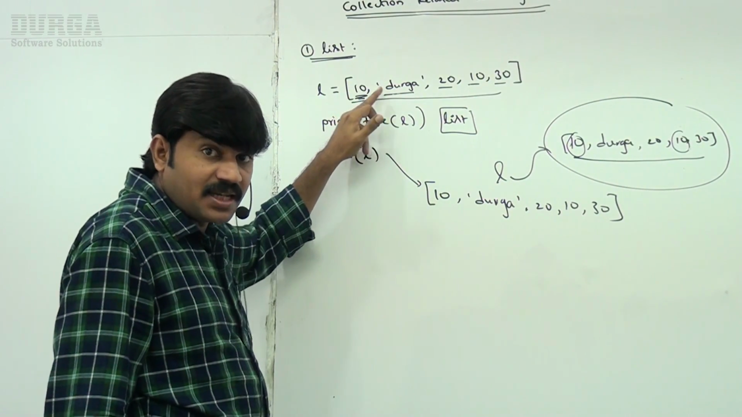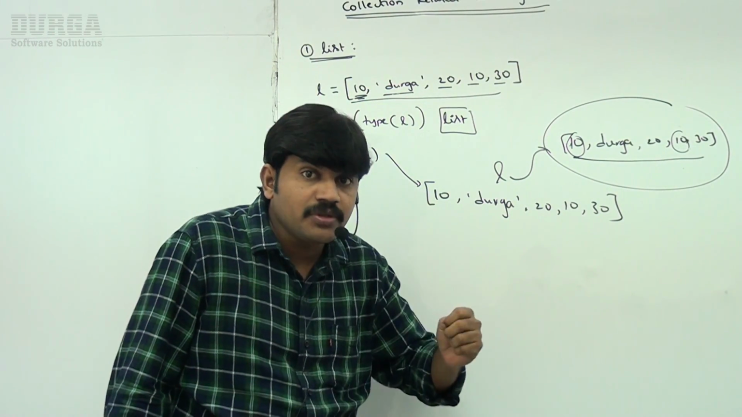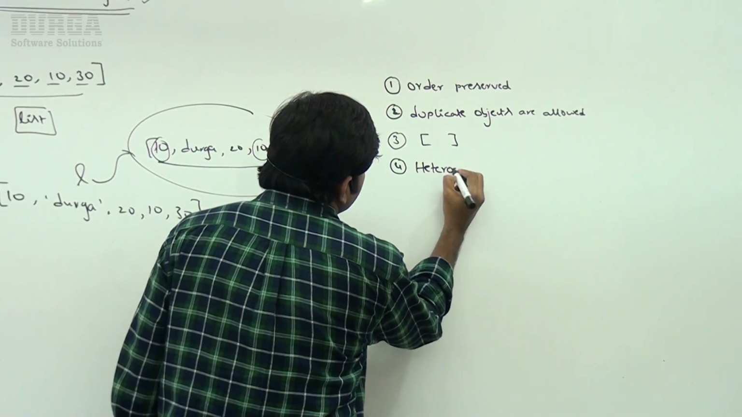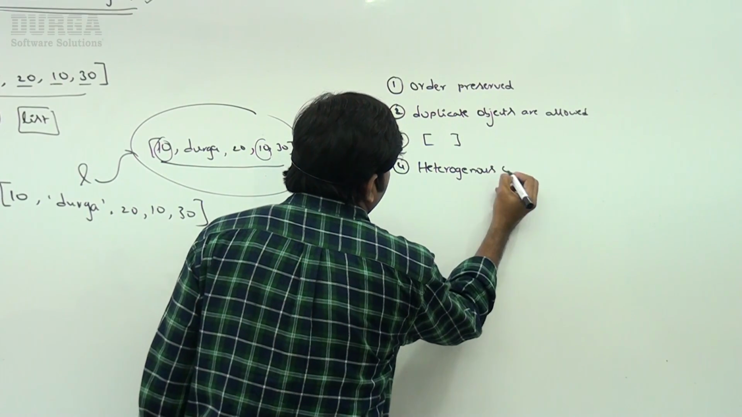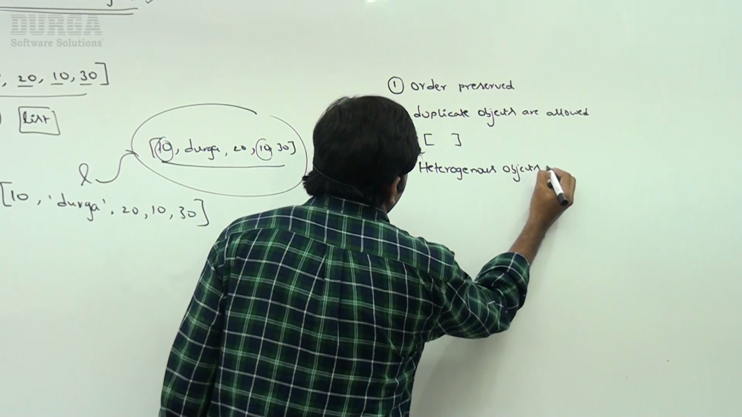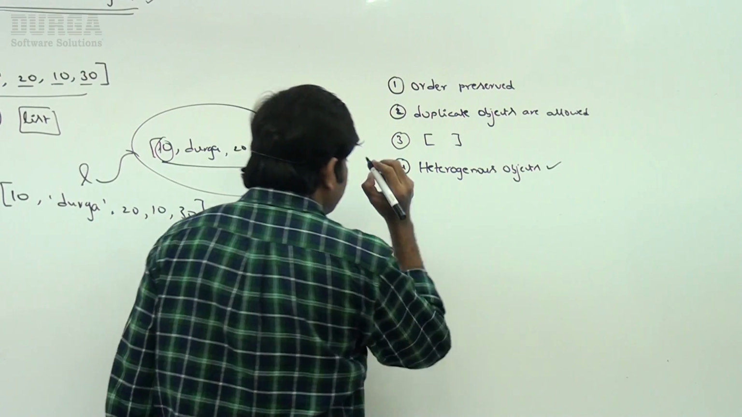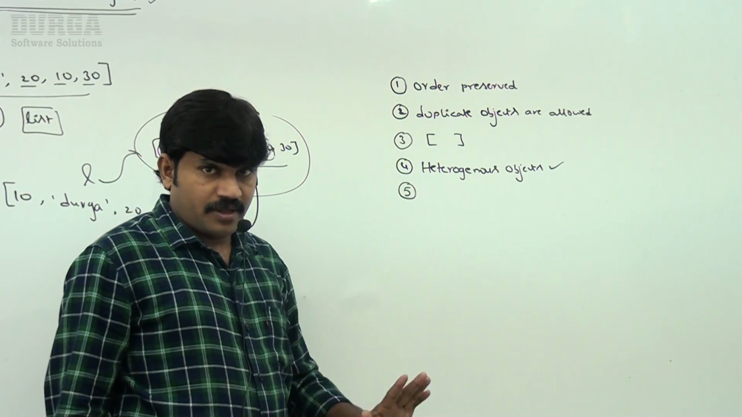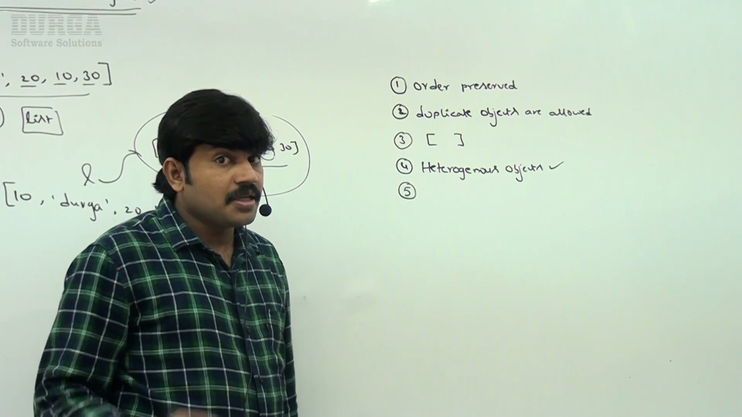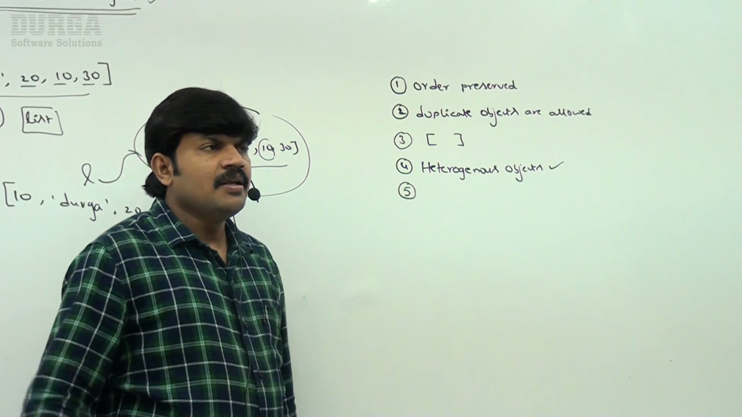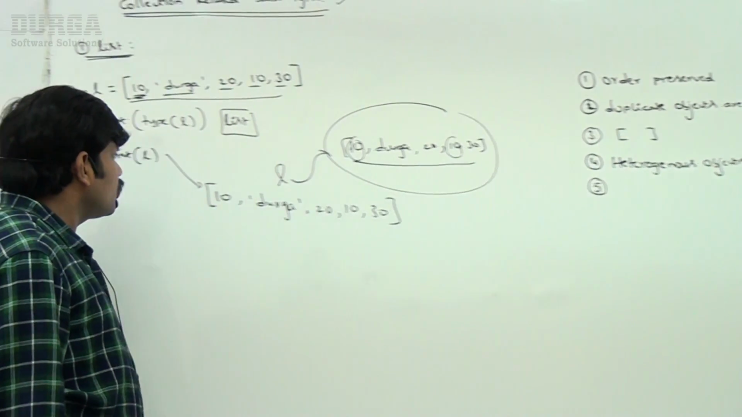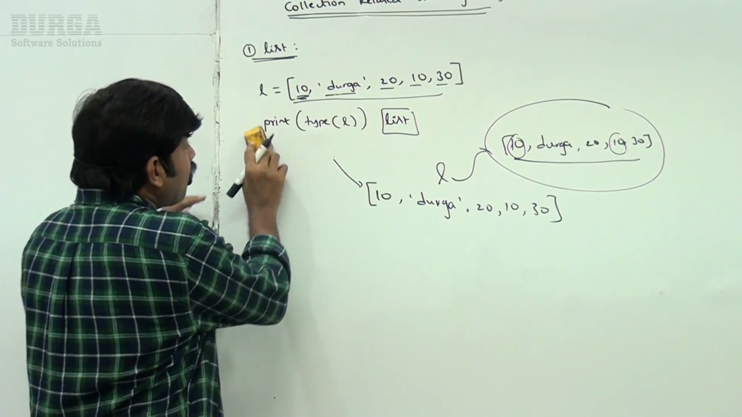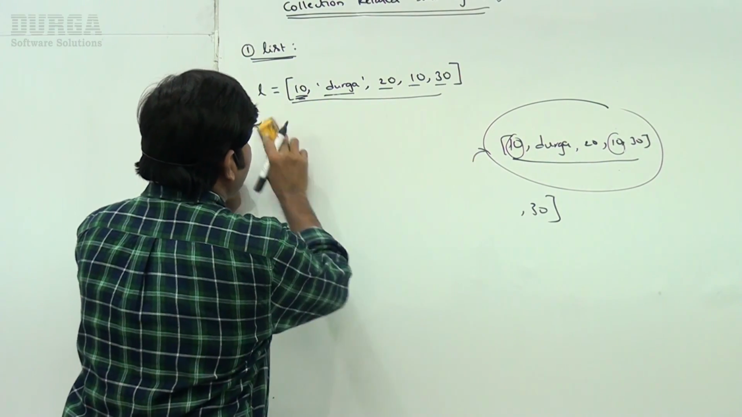One is integer type, second one is string type. Heterogeneous objects are allowed, like this. Up to this, not required to keep any explanation about this one. Take a bit very special care. Now, I just told you order is important. Order is important.